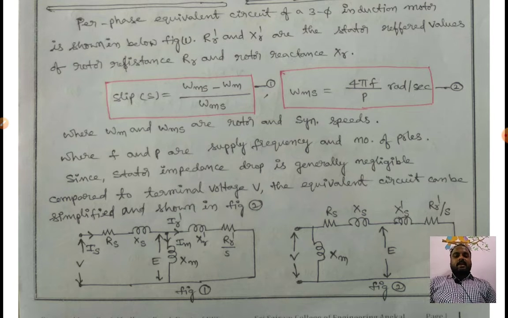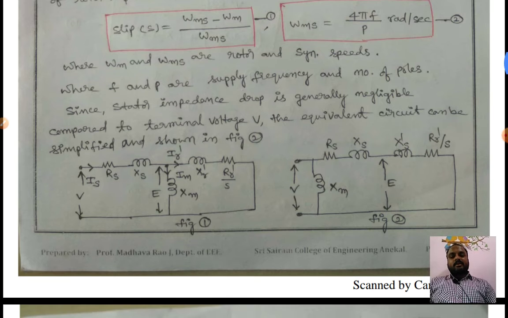Since the stator impedance drop is generally negligible compared to the terminal voltage V, the equivalent circuit can be simplified as shown in figure 2. The first one is the equivalent circuit of the induction motor drive without simplification. It is similar to the transformer equivalent circuit. If you observe a transformer equivalent circuit and an induction motor equivalent circuit, they look almost 80% similar.